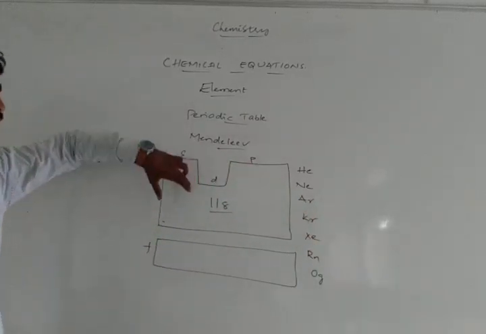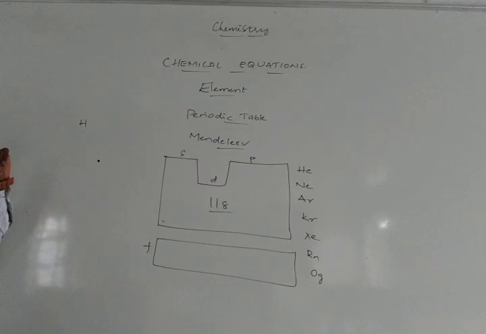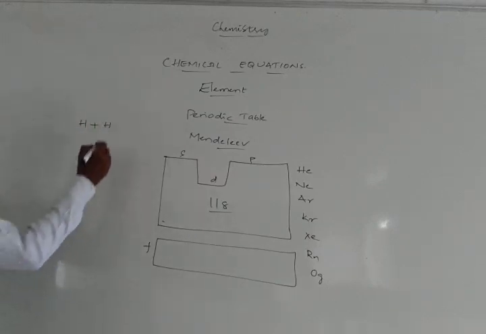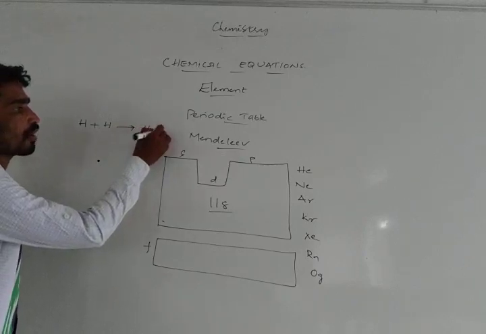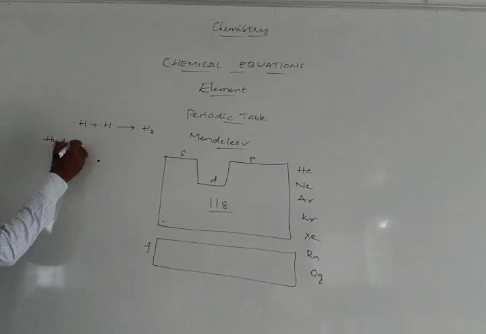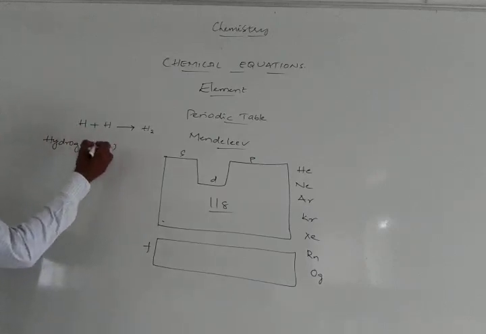Then what do the other chemical elements have to do? For example, hydrogen. Hydrogen is unstable. So one hydrogen will combine with one more hydrogen, forming the hydrogen molecule. Instead of writing the whole word hydrogen, we started using the symbol H. Hydrogen is represented with the letter H.